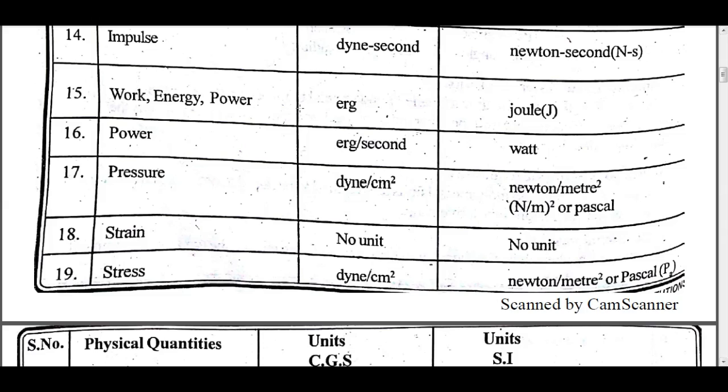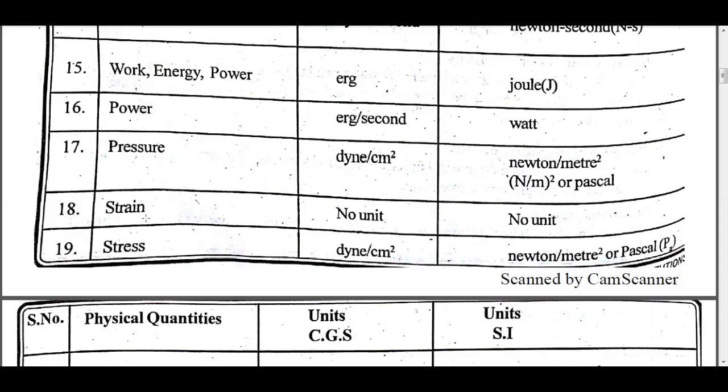Coming to the pressure, pressure is nothing but force per unit area, that is F by A. The unit of force is Newton, for area it is meter square, so Newton per meter square, or also Pascal. Coming to the strain, strain has no units. I already discussed this in the strain class. And coming to the stress, the units of stress are the same as that of pressure, Newton per meter square or pascals.